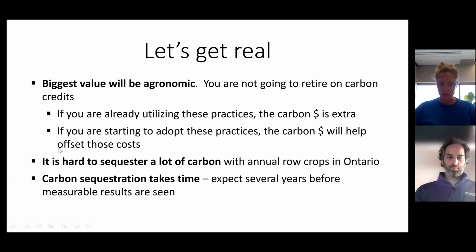The final point there just mentions that carbon sequestration takes time. So that true-up after 5 years, we may or may not see significant sequestration after that. Changing soil in general takes a long time, carbon specifically. So we need to be patient, and it's important to know that when you sign up for this program, we're looking for a 10-year commitment. That's pretty necessary because we need that length of time to actually be able to sequester measurable amounts of carbon in the soil.